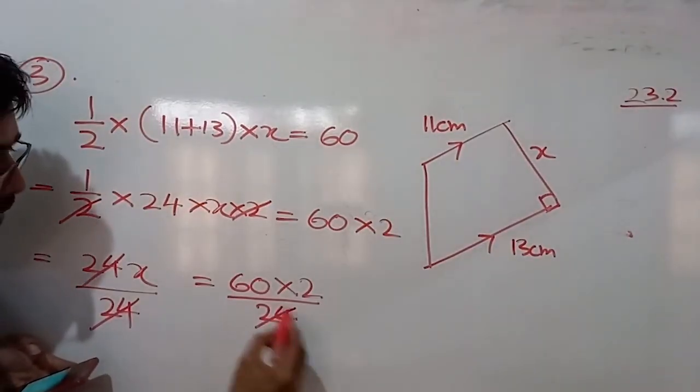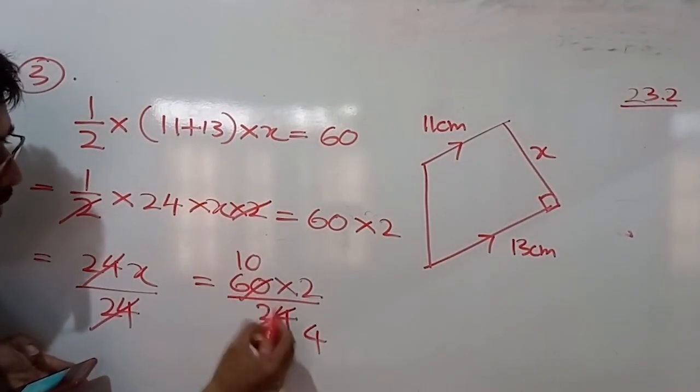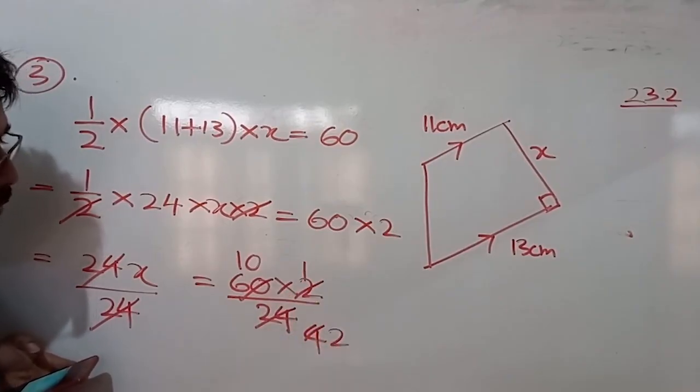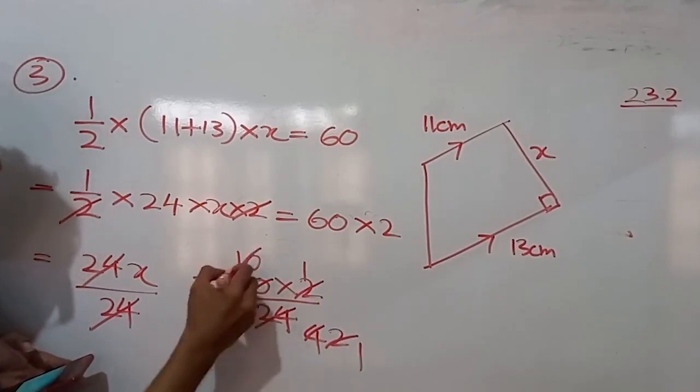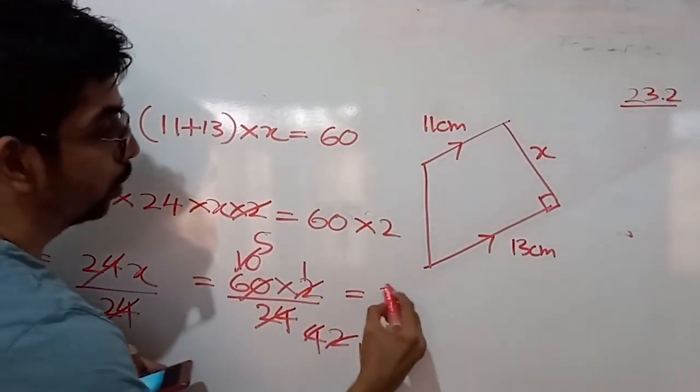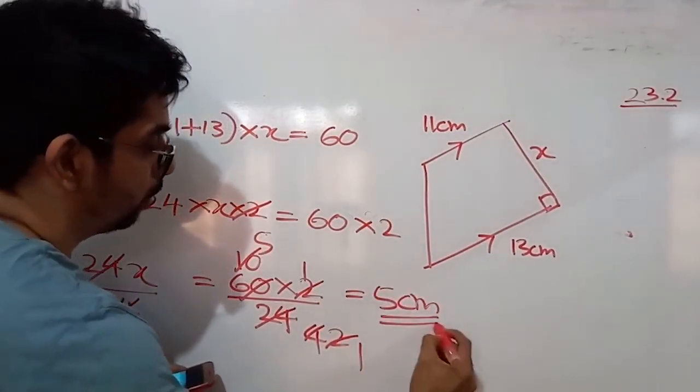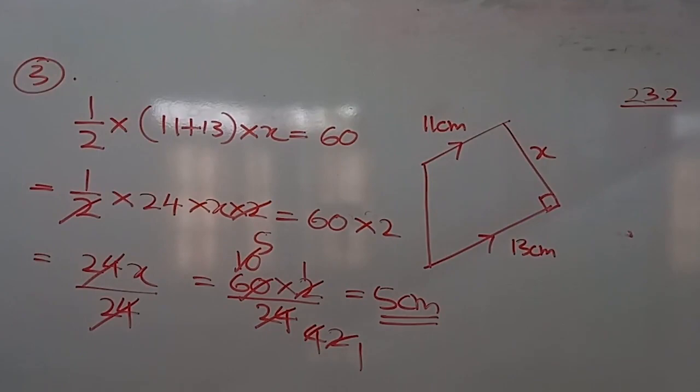Here, this is 6 times 4, 6 times 10. 2 times 1, 2 times 2. Again 2 times 1 and 5. So x is 5 centimeters. So x will be 5 centimeters.